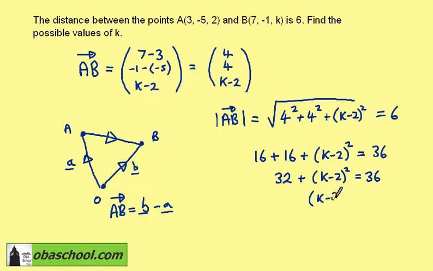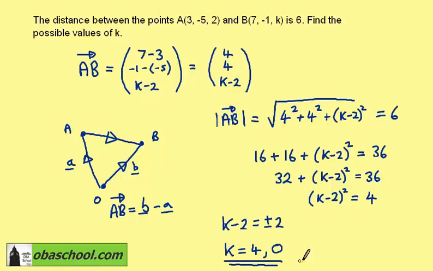So (k - 2) all squared must be equal to 4. This gives us that k minus 2 is plus or minus 2. If it's the plus 2, we would get k is equal to 2 plus 2, which is 4. And if it's the minus 2, minus 2 plus 2 is 0. So we have our two possible values of k.